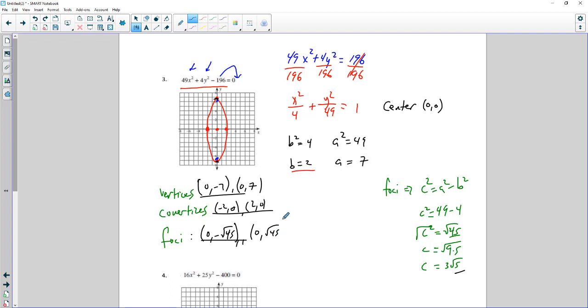positive √45. Okay. The length of the minor will be 2 times b, which will be 4. The major will be 2 times a, which will be 14. And the eccentricity, we should call it, is going to be c over a. And c is going to be √45, or 3√5 if you want. Now we could call it 3√5 over a, which is 7. So you can leave it like that if you want to, if they were asked for it. Or you could call it √45 over 7. Same thing. But that's basically all your answers for this, including the graph.